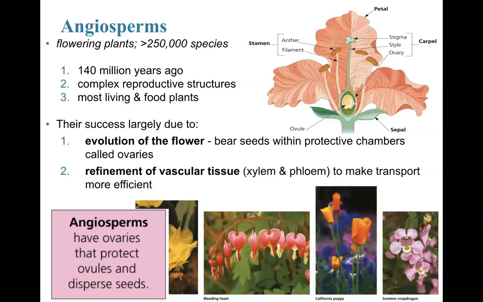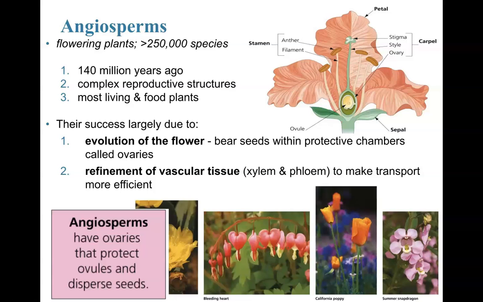Angiosperms appeared about 140 million years ago. The flower is a very complex reproductive structure. So here's a beautiful image of a flower. I think I have another slide where I go over all these different structures with you, but just in case I don't, I'll do so now. I'll go ahead and point out the male parts of the flower first.